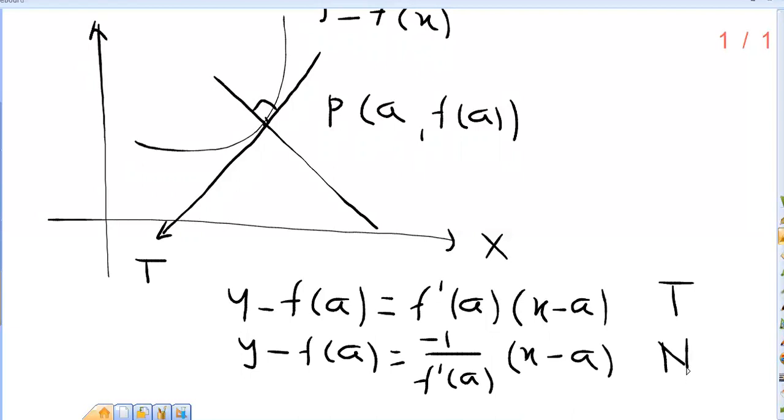Okay, now write down, give the title, applications of derivatives. In that, write down number 1, geometrical interpretation of f dash of a.